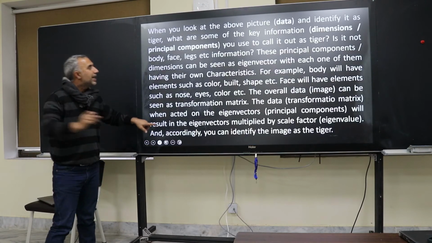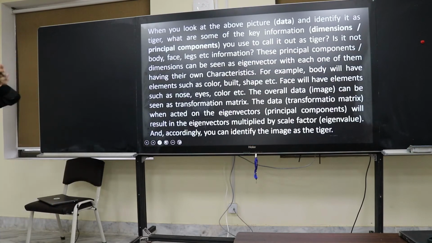Daniel, can you please read it out loud? When we look at the above picture data and identify it as a tiger, what are some of the key information, dimensions, principal components you use to call it out as a tiger? Is it not the body, face, legs, etc. information? These principal components, dimensions can be seen as eigenvectors, with each one of them having their own characteristics.